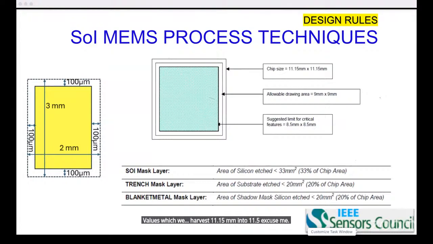The allowable drawing area is 9 mm by 9 mm. This means the entire 11.5 will not be drawn. So we'll have another tolerance of 0.5 mm, and the actual space available for drawing is 8.5 mm by 8.5 mm.